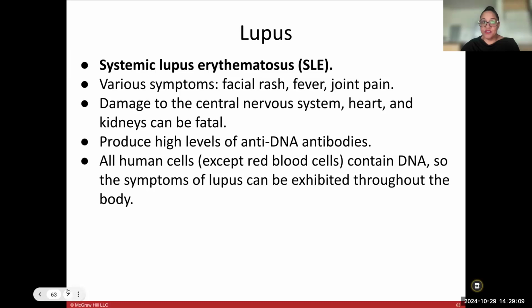Lupus, officially called systemic lupus erythematosus. There's various symptoms: facial rash, fever, joint pain. It causes damage to the central nervous system, heart, and kidneys, and it can be fatal. They produce high levels of anti-DNA antibodies. All human cells, except for red blood cells, contain DNA, so the symptoms of lupus can be exhibited throughout the body, wherever our cells have nuclei.